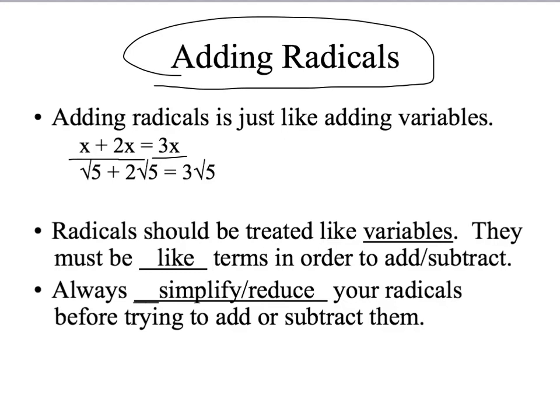Okay, so x plus 2x is 3x. Likewise, if we have 1 square root of 5 plus 2 square roots of 5, that would be 3 square roots of 5, right? So radicals should be treated exactly like variables. They must be in like terms, meaning the same number under the radical in order to add and subtract them. Now always simplify or reduce your radicals before trying to add or subtract them, and we showed you how to do that on the previous slides.